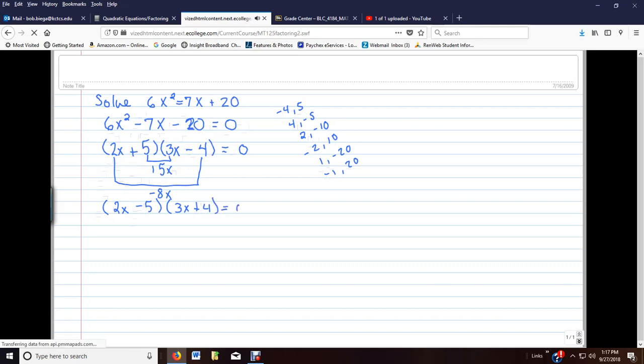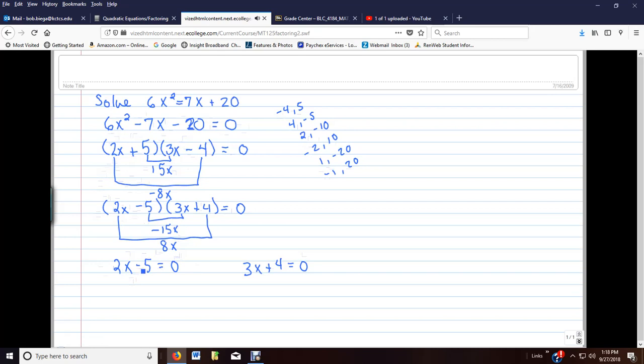And let's just double check those. If I check the middle, this gives me negative 15x. And if I check the outside, this gives me a positive 8x. And if I add negative 15x and 8x, that is negative 7x, my middle term. So I now have the correct terms in each of the parentheses. Let's set each of these parentheses to 0. And then I just have to solve these two linear equations.